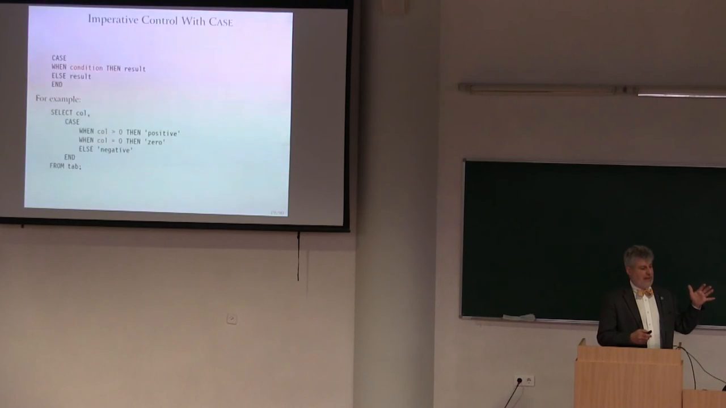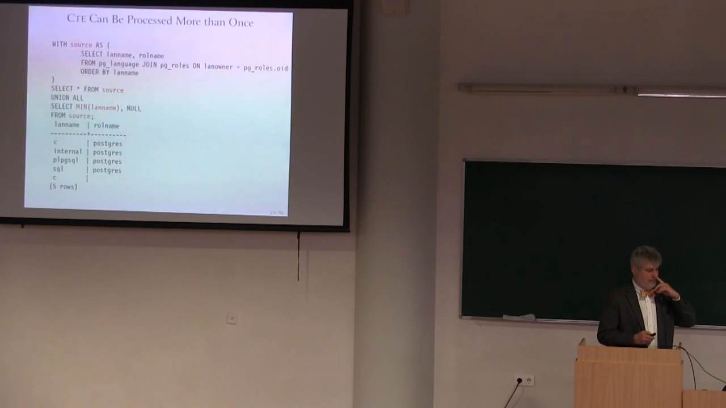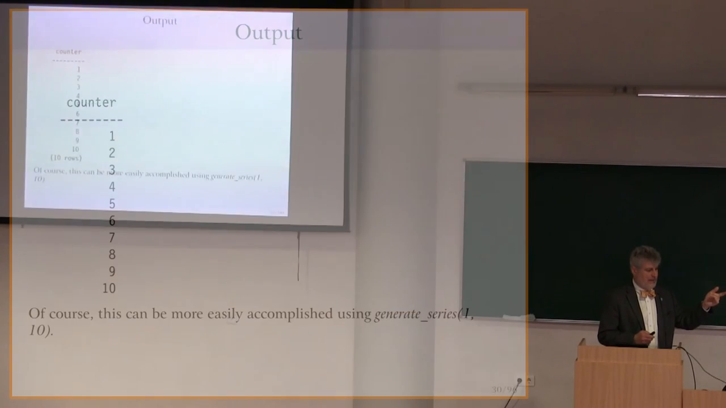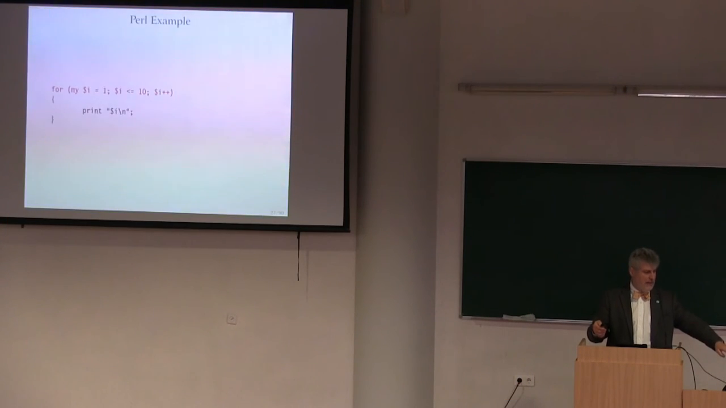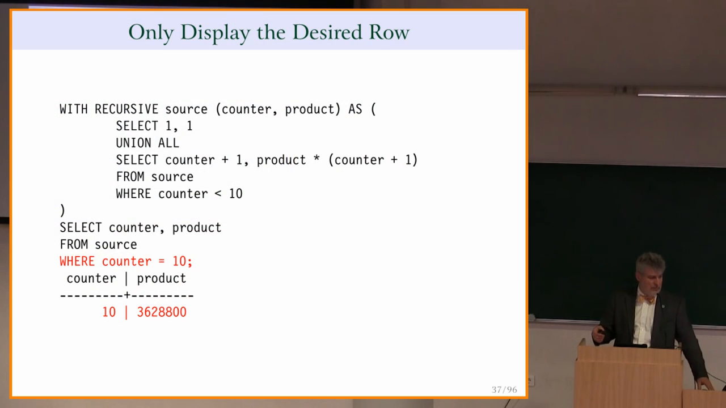So if I go back, let's go back to the simple 1 to 10 example. This is the 1 to 10 example, okay? So when I'm running through here, inside this block right here, the seed value and the recursion part, it's only seeing one row at a time. It's only processing one row at a time. And then what I did here is, in this case, I selected all of the rows, so I saw all 10. But if I add a where clause at the end, then I generate all 10 rows, but I only show the user the last row. This part in red here at the bottom.